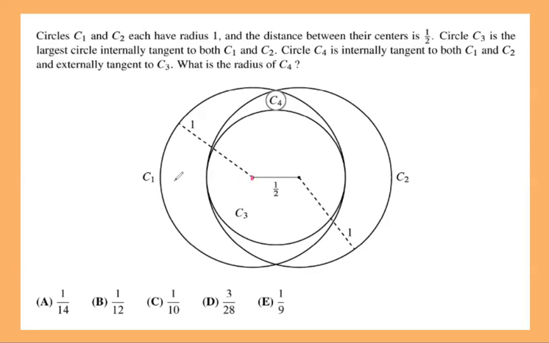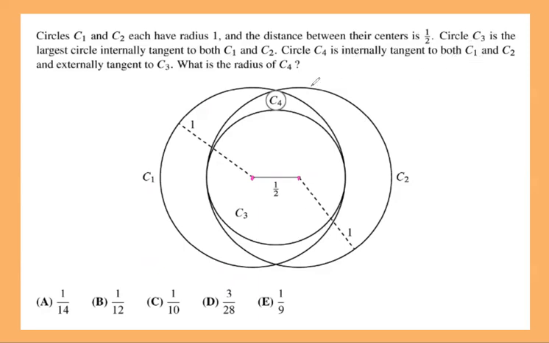So this is the center of circle 1, and this is the center of circle 2, which is given as 1/2. And there is another circle 3 that is internally tangent to both circle 1 and circle 2. So this is the largest circle that you can draw inside those two circles that is tangent internally. Okay, so that is another circle.